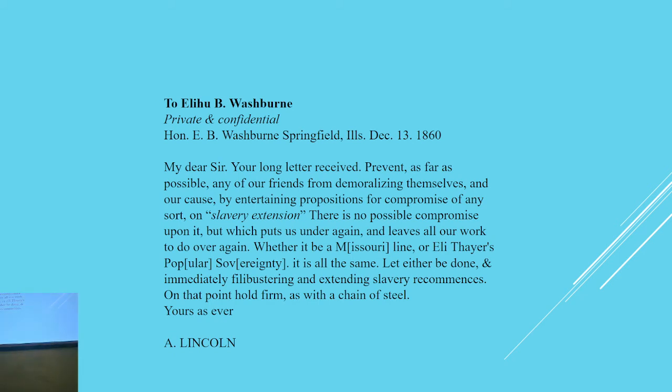On that point, hold firm as with a chain of steel. No slavery in the West. We will not compromise on this issue. And Congress cannot get a compromise that Southern Democrats and Southern Whigs will support. Support for just slavery in Mississippi and Virginia and Alabama is not enough. They need to expand, as they see it. They will not compromise there.